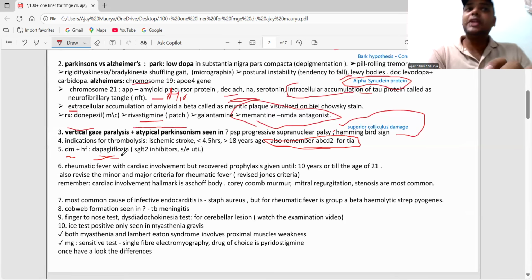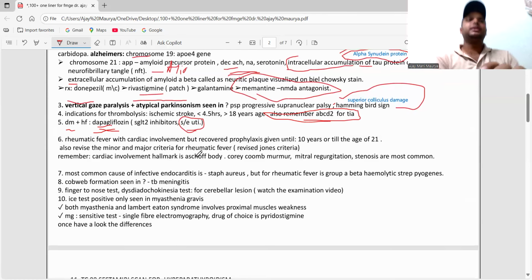Dapagliflozin, it is SGLT2. SGLT2 normally absorbs the glucose back, but if you give this drug, dapagliflozin, canagliflozin, they are going to inhibit this channel. That's why all the glucose will be excreted through the urine. If more glucose is coming out through the urine, obviously there is a side effect, UTI.